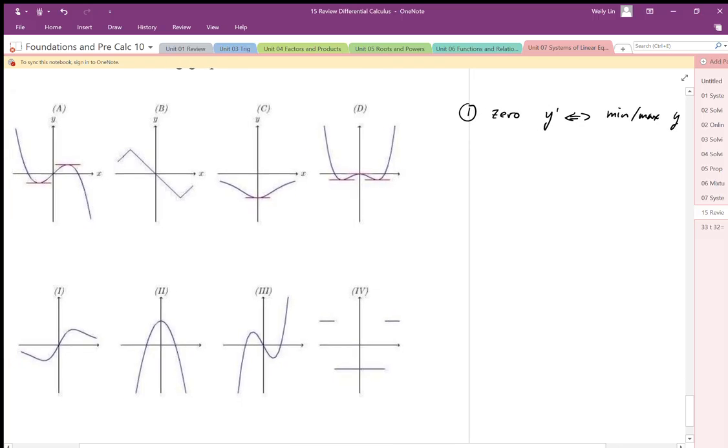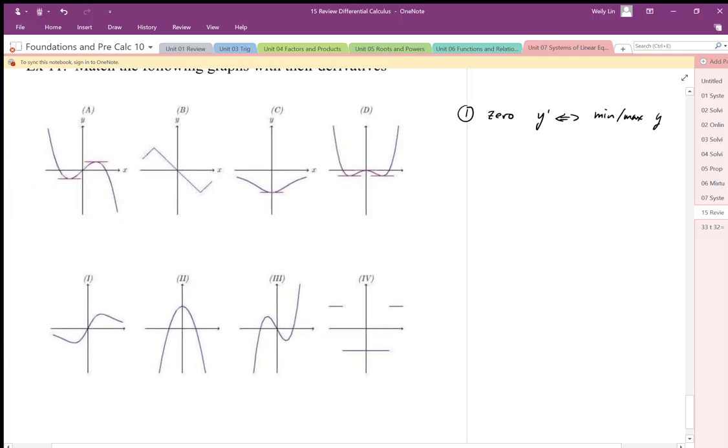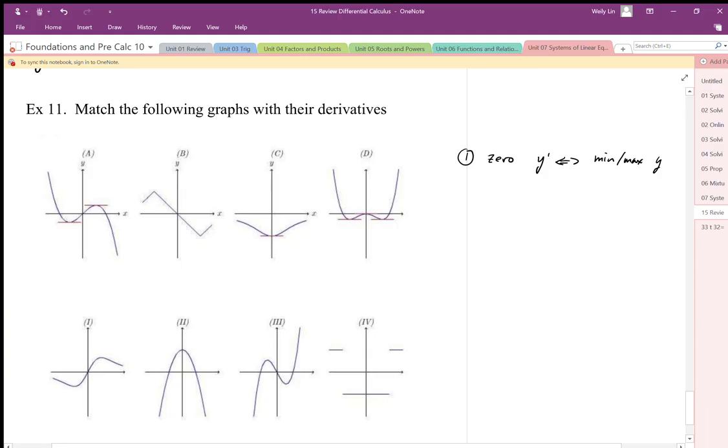So this is what I'm going to look for first. This is a graph, and this is the derivative functions here. So these are my derivatives. When I have a 0, and I look at the first one here, I have a 0 here. I'm looking for where it's a min or a max. So in this case, this min here or this max here could match that 0 here.